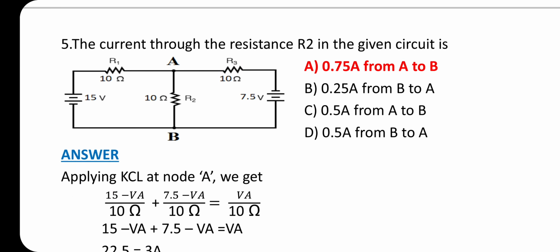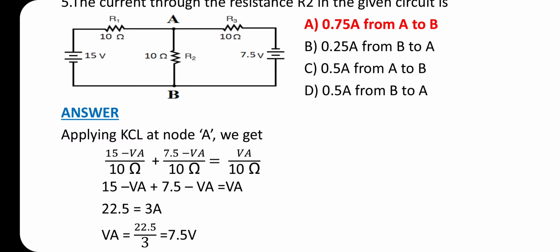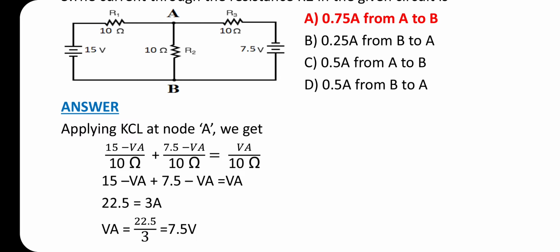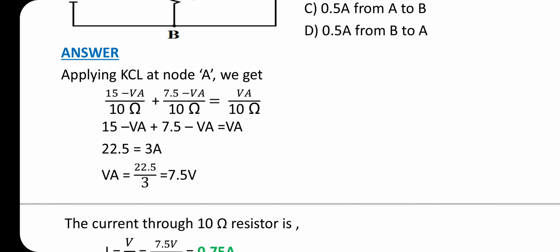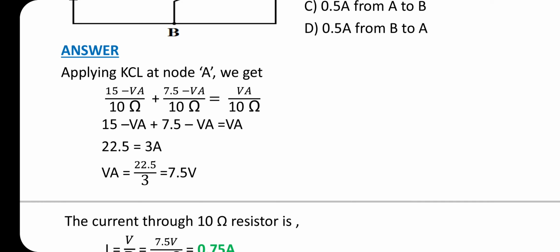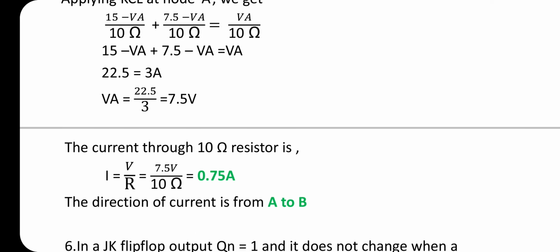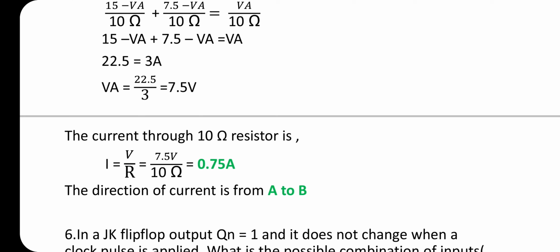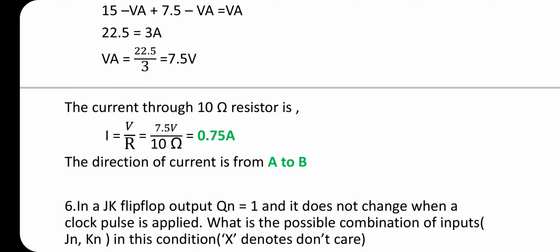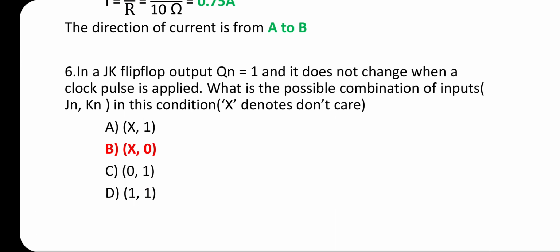Question number 5. The current through the resistance R2 in the given circuit is? Answer is option A, 0.75 ampere from A to B. Applying KCL at node A, we get (15 minus VA) by 10 ohm plus (7.5 volt minus VA) by 10 ohm equal to VA by 10 ohm. After solving, we get VA equal to 7.5 volt. The current through 10 ohm resistor is I equal to V by R. Substitute the values of V and R, we get 0.75 ampere. The direction of current is from A to B. As the polarity of I is positive, we consider the direction of current is from A to B.